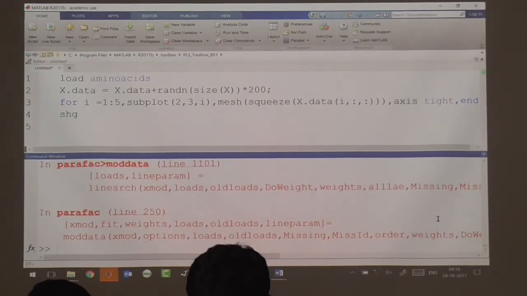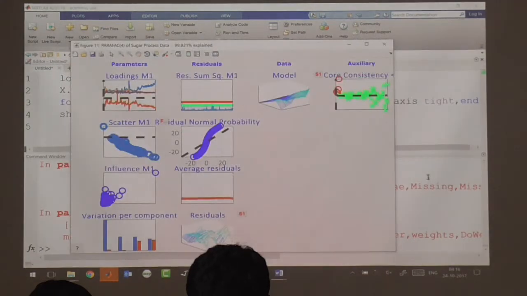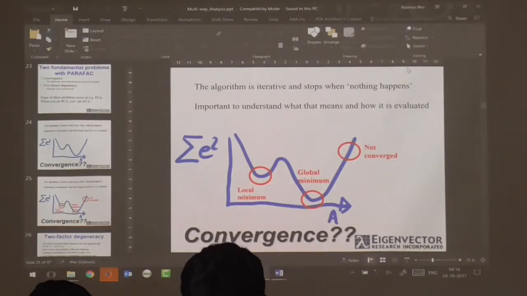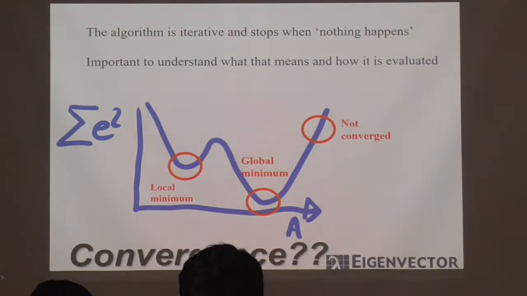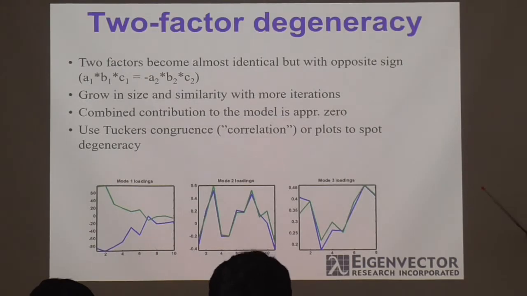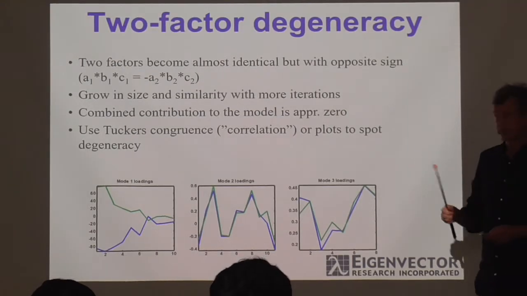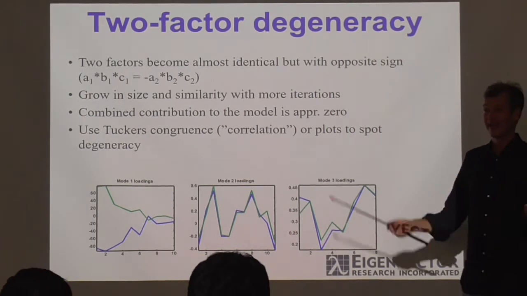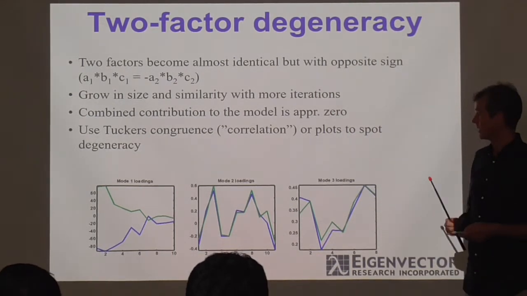Then we can stop. Okay, so this is one problem, the convergence. The other problem is this two-factor degeneracy. And I'm sorry, now it gets really mathematical.